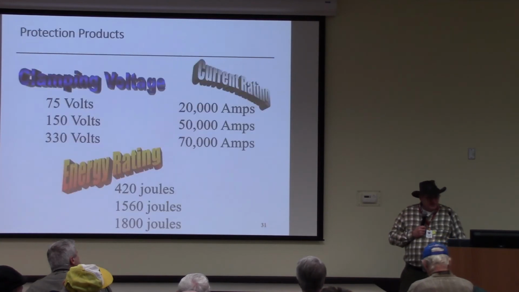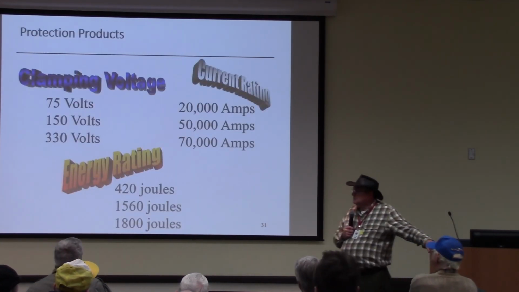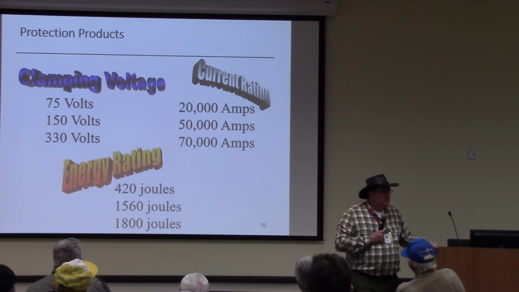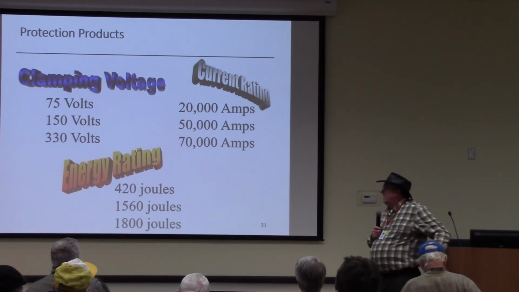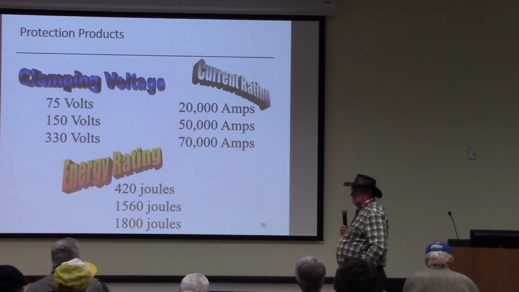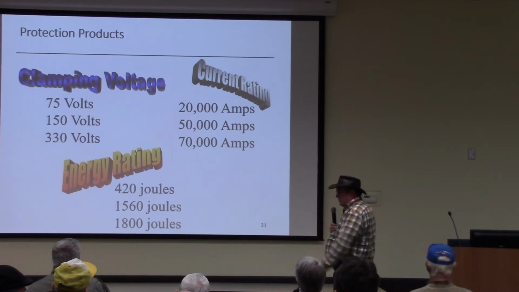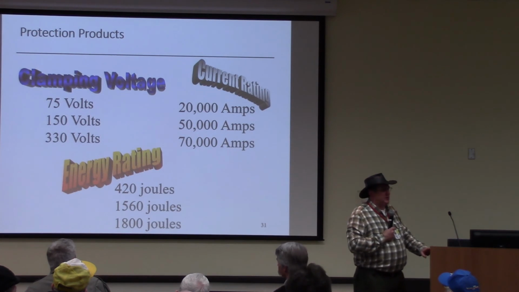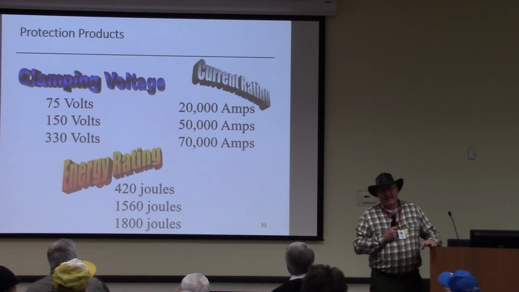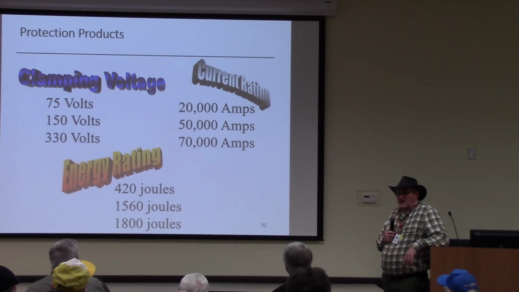Okay? All right. How do you choose your surge suppression? All your surge suppression has 3 parameters that they use to characterize them. The clamping voltage, the current that it can handle, and its energy rating. Which of these parameters is the most important? Joules. The energy rating, correct. How many joules can it handle?